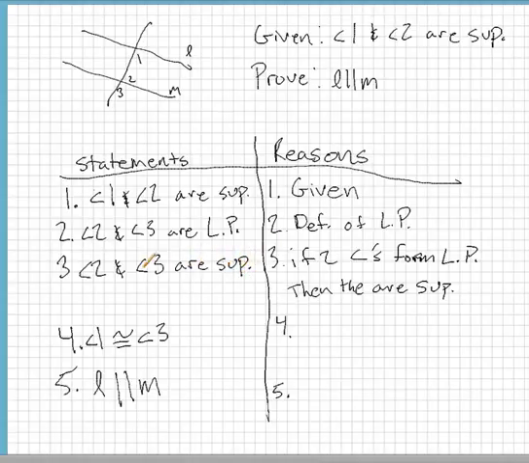So now what we see here is we want to say that angle 2 and angle 3 are supplementary. And we can say that if two angles form a linear pair, they're supplementary. So we know that angle 2 and angle 3 are supplementary, and angle 1 and angle 2 are supplementary. So from here we can see that 1 and 3 are congruent.